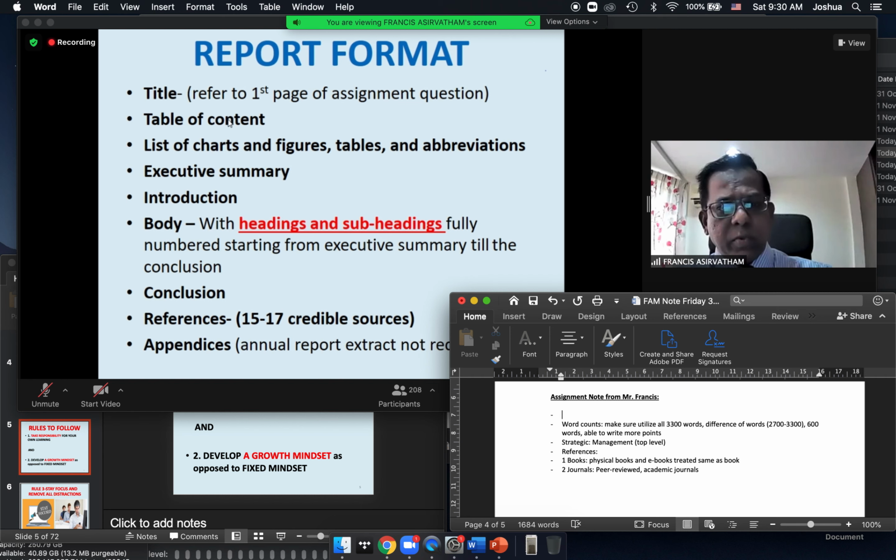Number 2, table of content, list of charts, figures. You can have the list of charts and figures. Write down the number, chart 1, chart 2, chart 3, with the title. Chart 1 is current ratio chart. Chart 2, quick ratio. Chart 3, efficiency ratios. And you label it nicely.